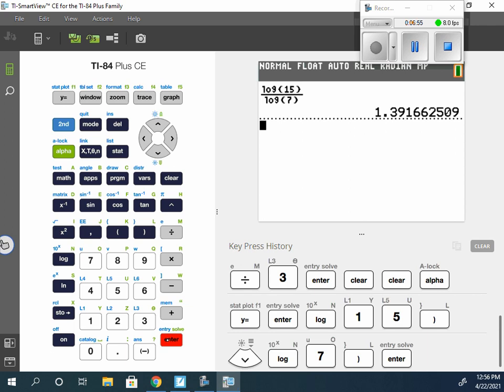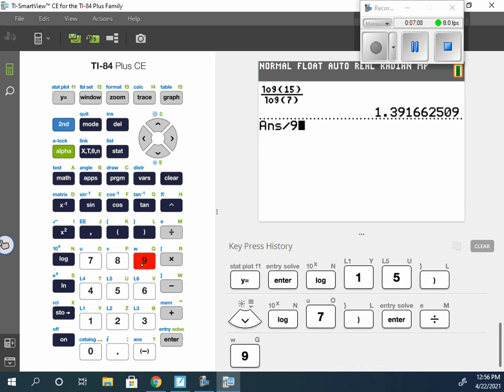Now, luckily, the calculator can actually take the entire decimal, or as close to it as we can. It's not rounding it, it's not approximating, it's getting as close as it can possibly get. And what I can do is divide by 9. Because ANS is just whatever the previous answer is. Hit enter. And this is what you all got on the graphing calculator.